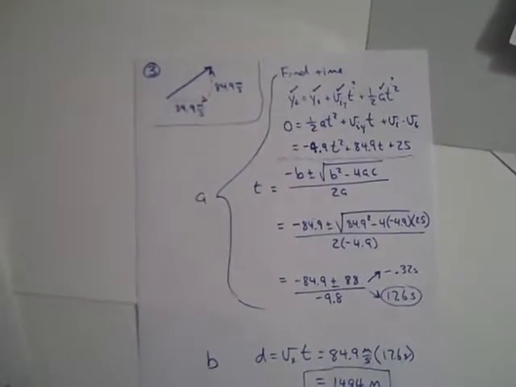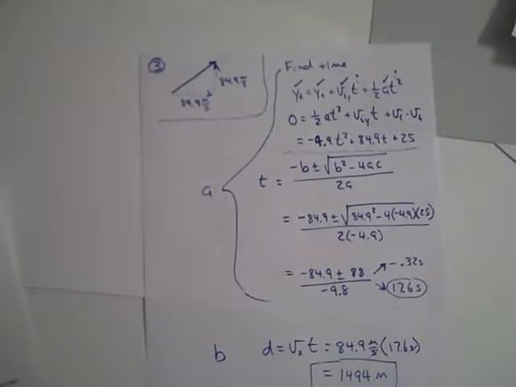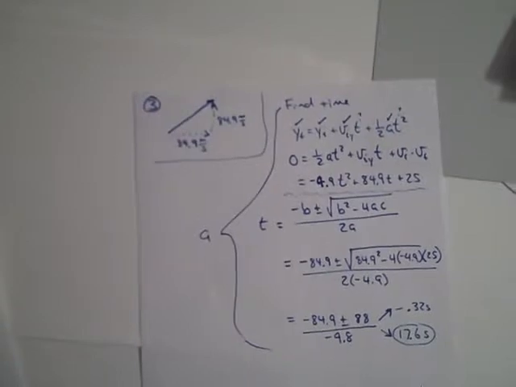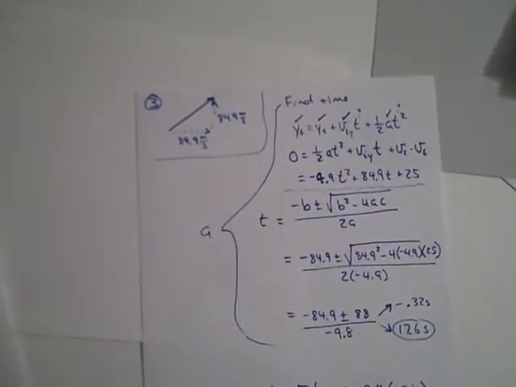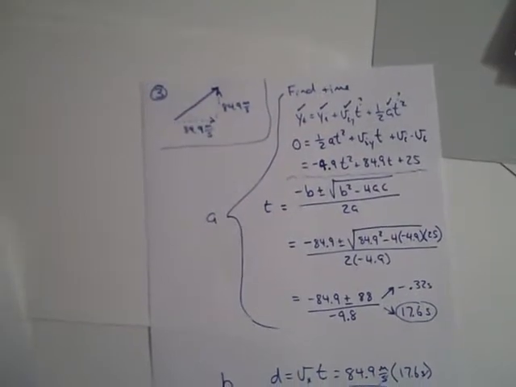Problem 3: an archer fires a flaming arrow at a crowd of invading robots. Same as the other two problems. The first thing we do is break this into its component parts. Then you have to find time. So, once again, component parts, and find how much time the arrow is going to be in the air.